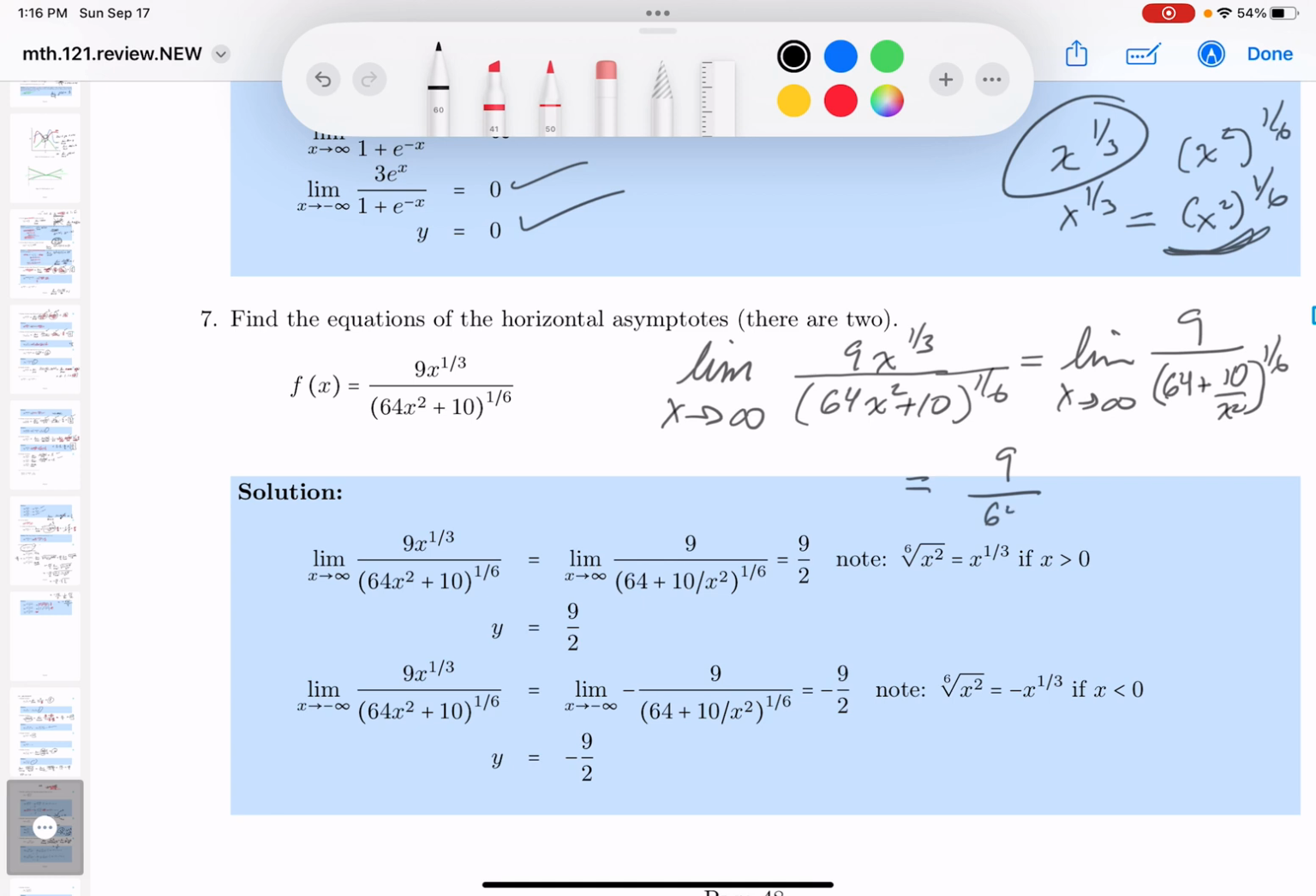I'll write that over here for you. Well, let's take a look. 2 times 2 is 4, 8, 16, 32, 64. It's 2. So it's 9 over 2. So the horizontal asymptote, as we go towards infinity, would be y equals 9 over 2.